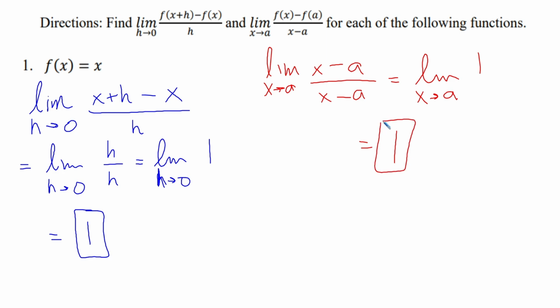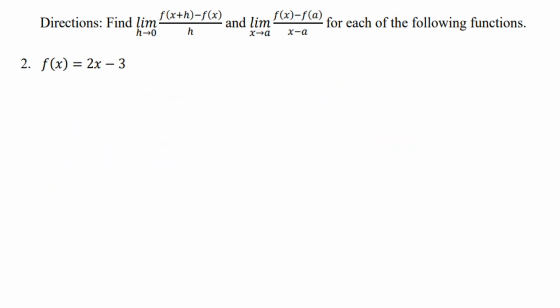We'll note that as we go through here, for these very basic functions, we're going to just get a number. But for most of them, we won't end up just getting a number. The one on the left, the f of x plus h limit, is going to give us something in terms of x, and the other one is going to give us something in terms of a at the end. So let's take a look at this one.